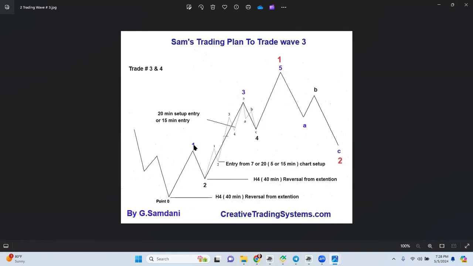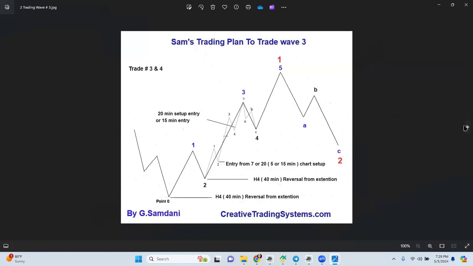It reverses after wave 1, and wave 2 retraces around 61%, basically 50 to 78, and the average is 61% most of the time. And it starts to go up. The first trade would be here, the entry would be here, then it goes to a certain level. It is all calculated in daily range and all of that. After that, it dips a little bit around 38%, and then we find the second entry here, get in again, and take it to the upside all the way to the end of wave 3.